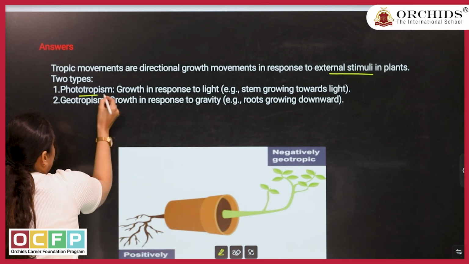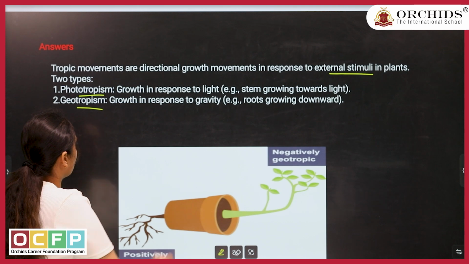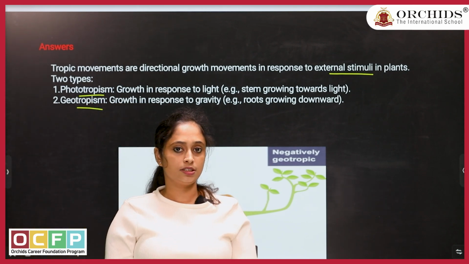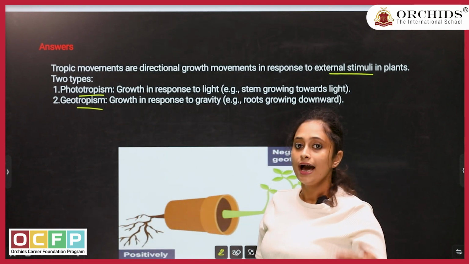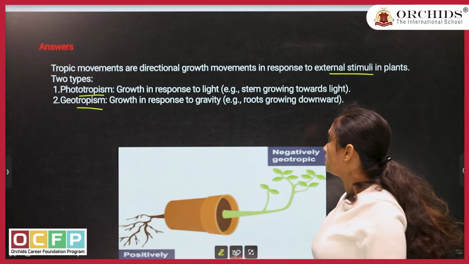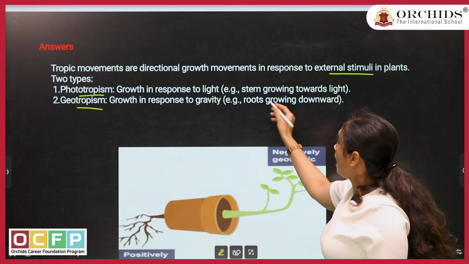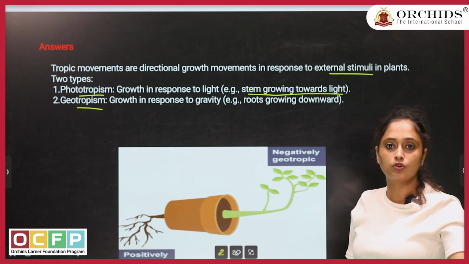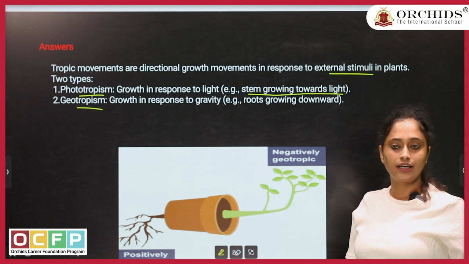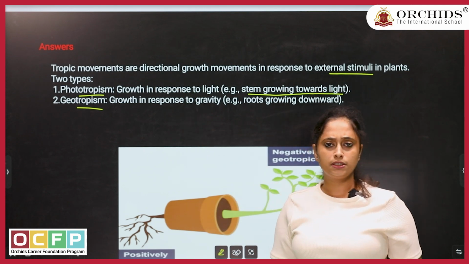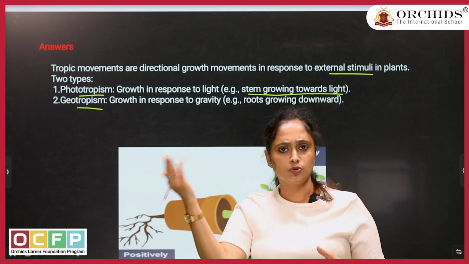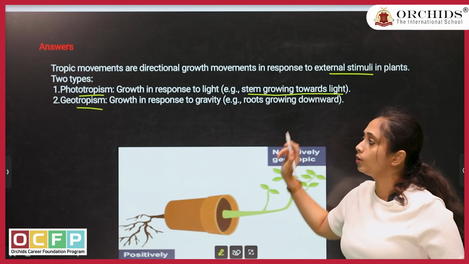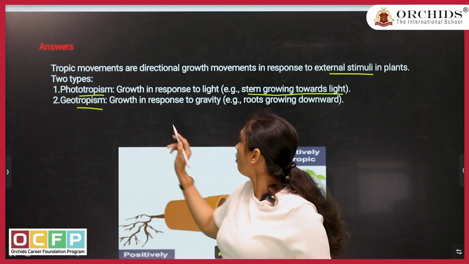Now, here 2 types of tropic movement are explained. One is phototropism, another one is geotropism. That means phototropism means movement which is taking place in response to a stimulus. Otherwise, we can say the growth is taking place in response to light. And an example also, you need to mention 1 example. If the question asks to explain phototropism or geotropism, you can give 1 example. So always we know that in phototropism, which part of the plant is growing towards the light? It's definitely the stem, right? So here the stem is growing towards the light. That is one example of phototropism.